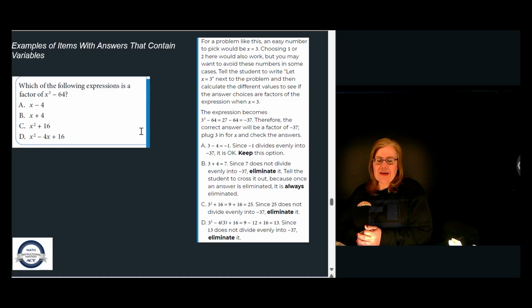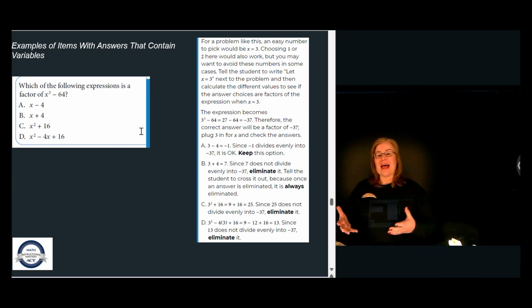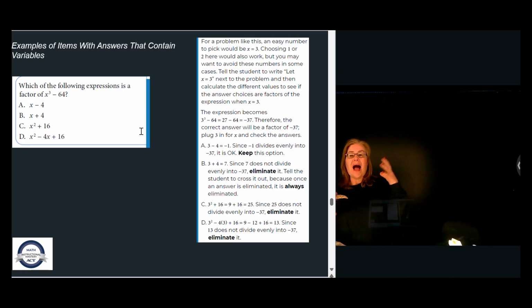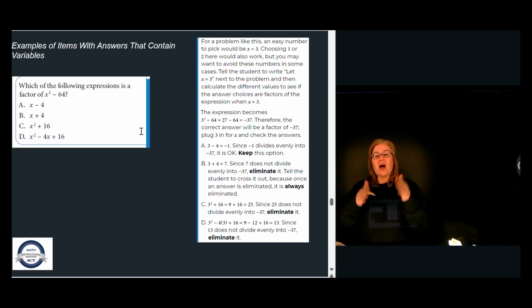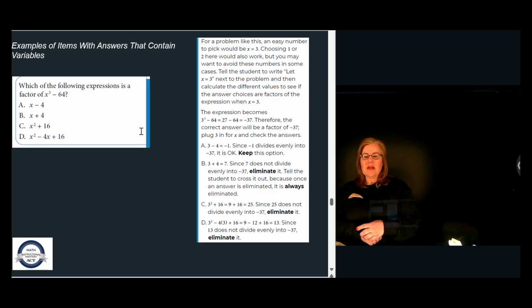It says, which of the following expressions is a factor of x to the third minus 64? Well, some of us see that as a difference of cubes. Now, you may not have learned difference of cubes yet, so let's go ahead and pick some numbers. I'm going to tell you how to work this, but I've also written it down on our slide, because it may be difficult to walk you through it verbally, but if I can read what Ms. Killen is saying, then I can make a little more connection with it. So let's go ahead and start.